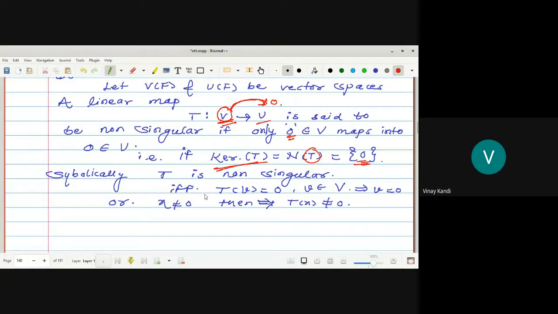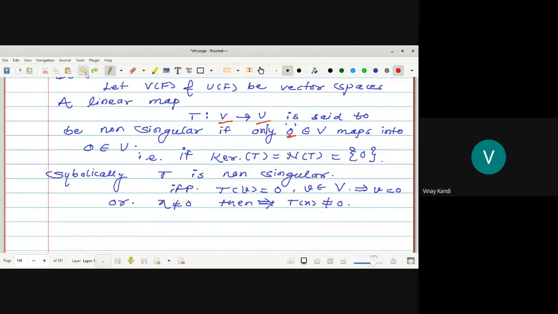Or this definition we can write: T is non-singular if and only if, when T of v is equal to 0, then v itself must be 0. Okay, this is the negation of that: if x is not equal to 0, T of x is not equal to 0. What is the negation of this? T of x is equal to 0, then x is equal to 0. So this is the definition of non-singular transformation.